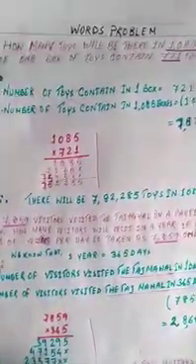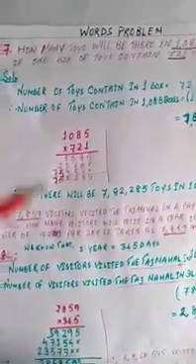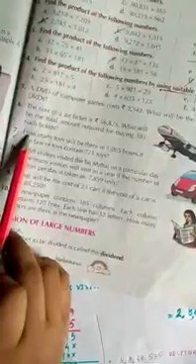So students, all of you take out your page number 23 and see question number 7, that is: how many toys will be there in 1085 boxes if one box of toys contains 721 toys?